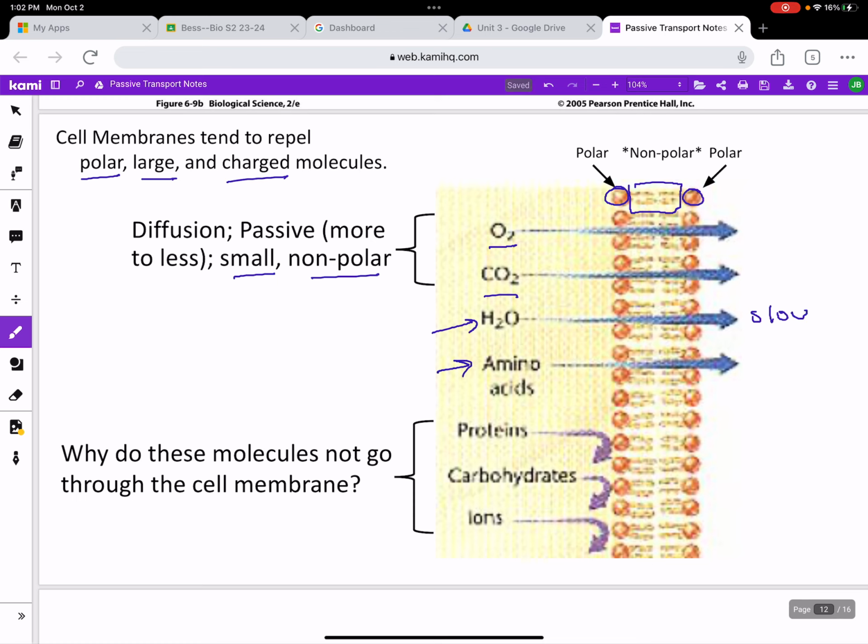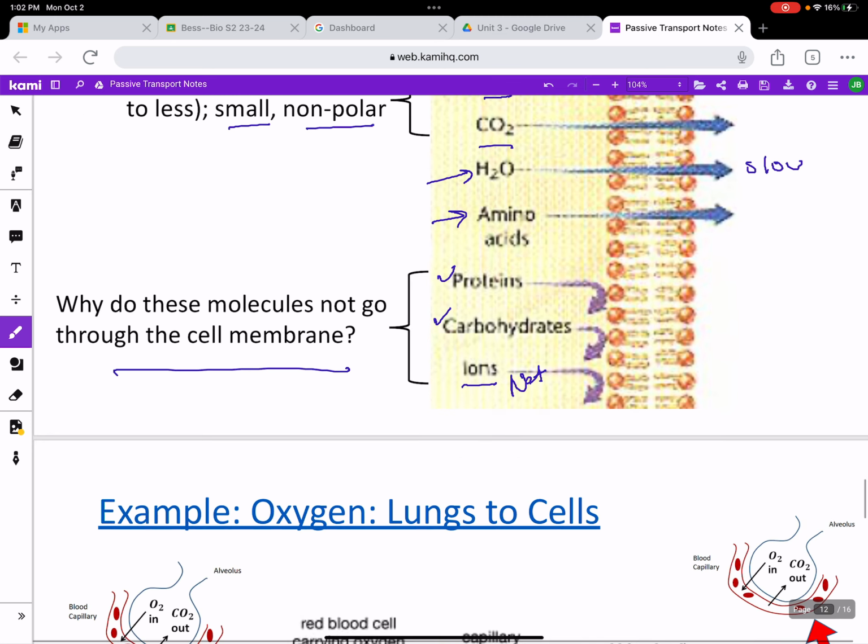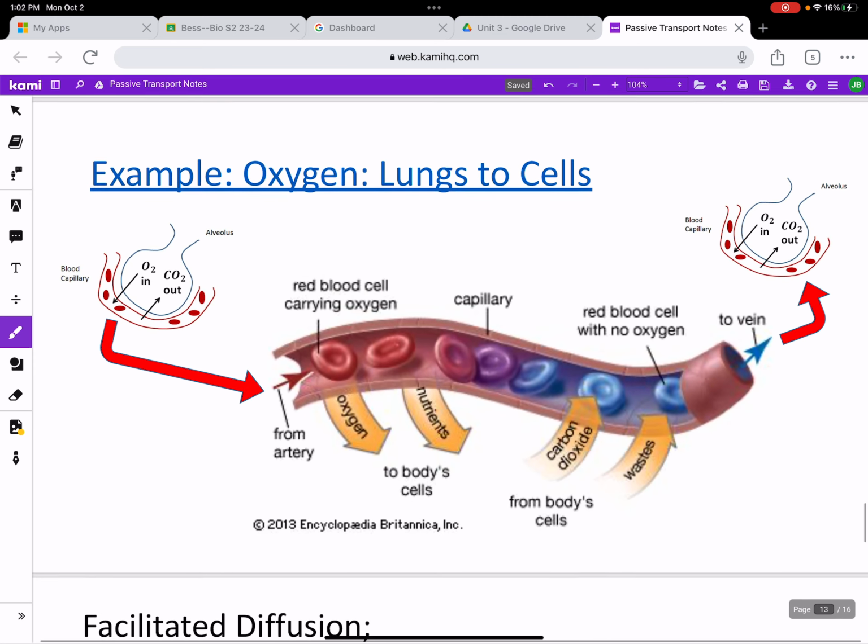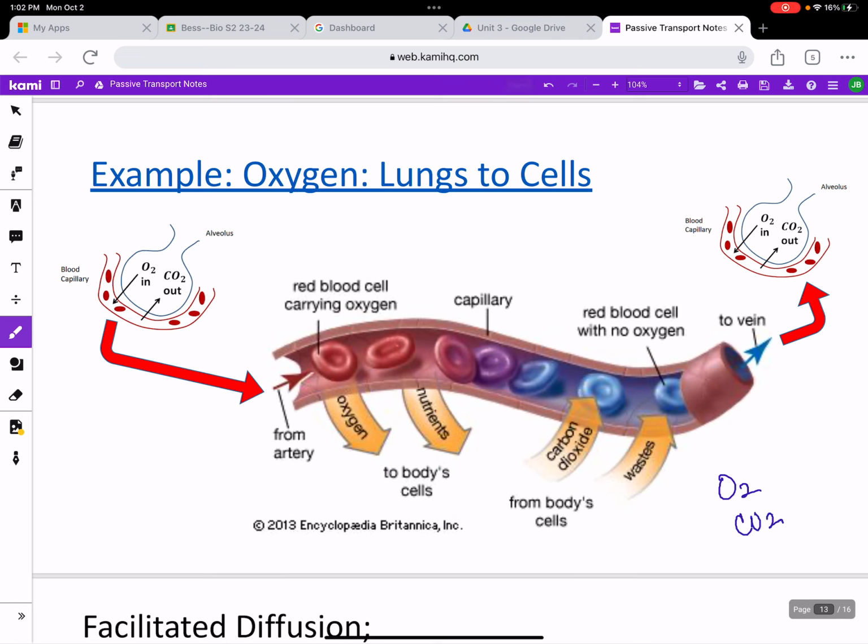Amino acids can cross over. But large molecules like these right here, why can these not go? Because this is big and this is big. Ions are small, but because they have a full charge, they can't cross over. An example is oxygen. Oxygen travels in the air as O2. So it's a small molecule. It is nonpolar. Same with CO2. CO2 is small and nonpolar, so it can easily cross in and out over the cell membrane of the capillary right here.